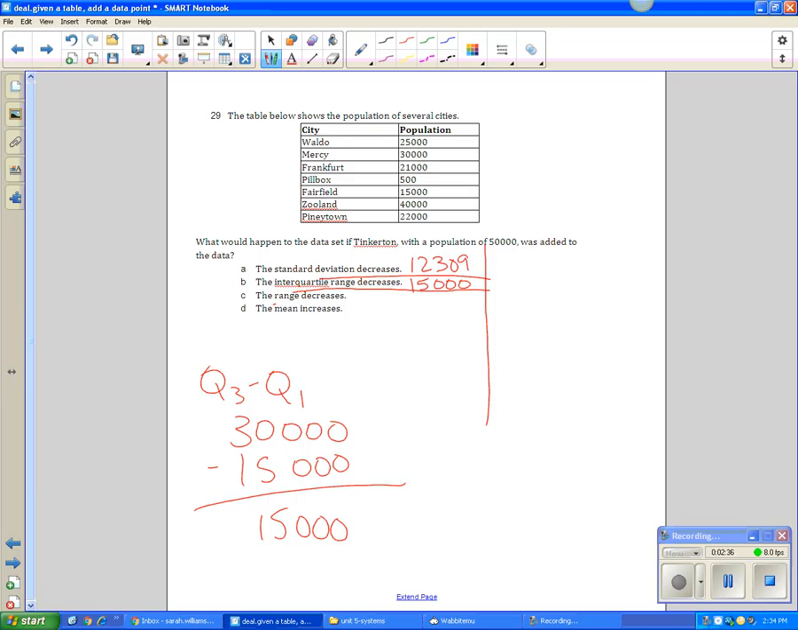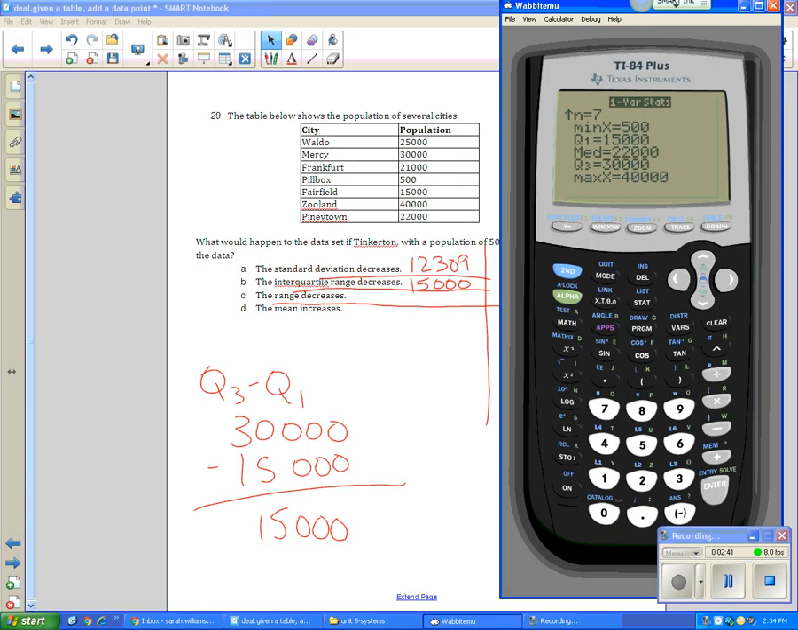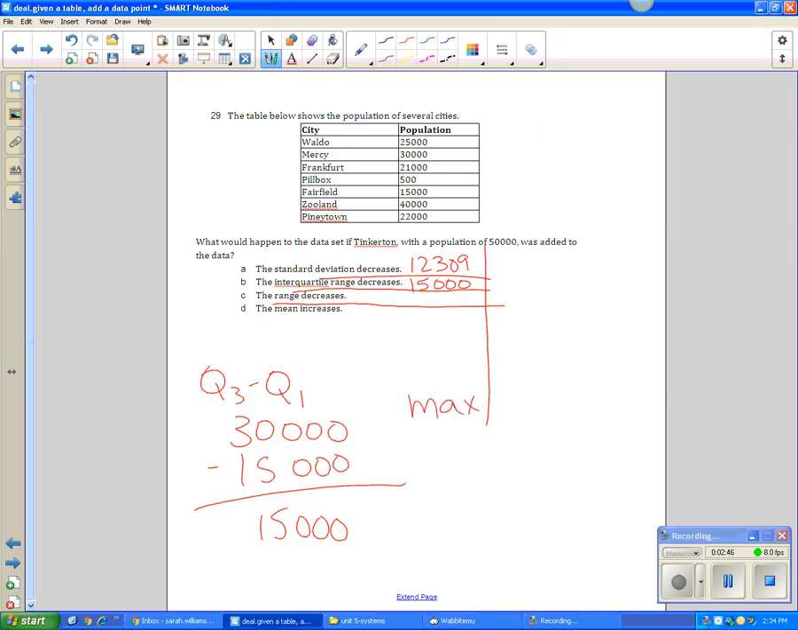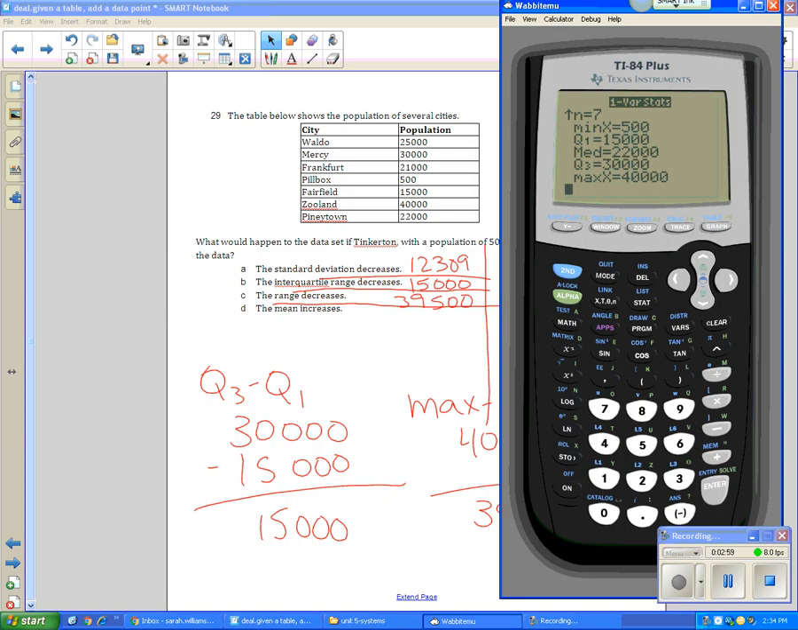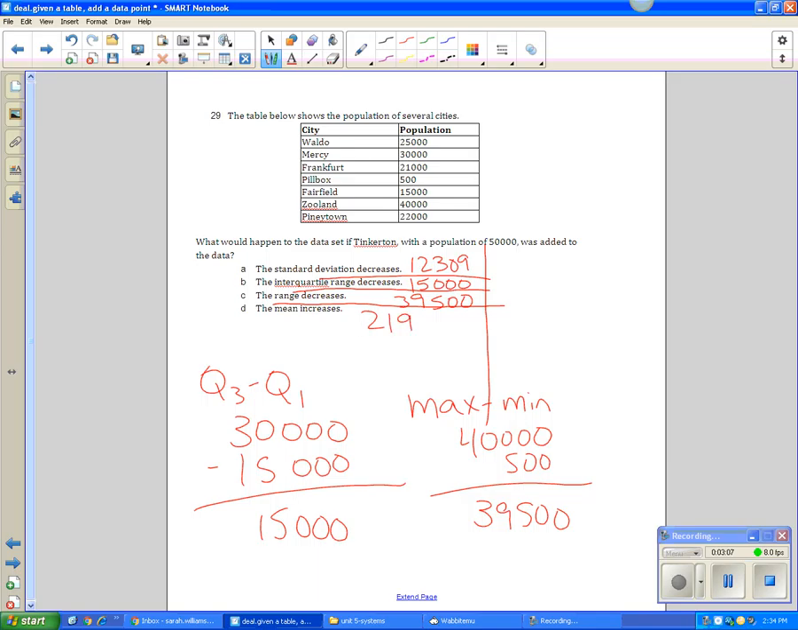And then we have to find the range. Remember, that's max minus min. So the maximum is 40,000, the min is 500. When I subtract those, I get 39,500. And then the mean is the x with the bar over it all the way at the top, which is 21,928. Okay. All right, so make sure you have those first four numbers written down.